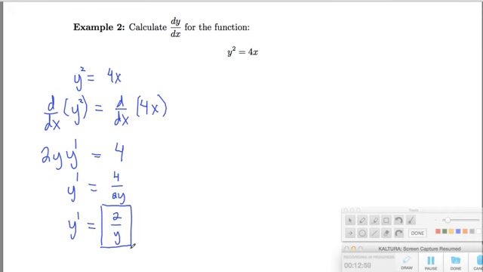And that's it. Remember that the derivative of y with respect to x, y prime, is just another notation for that. So the answer is 2 over y.